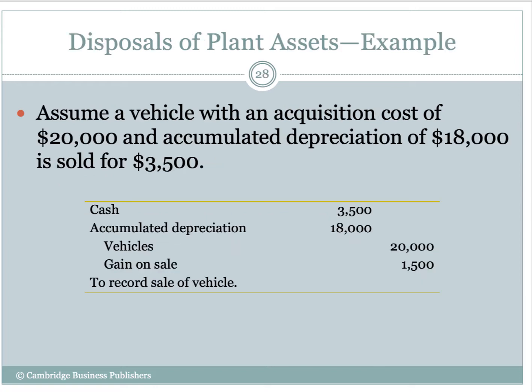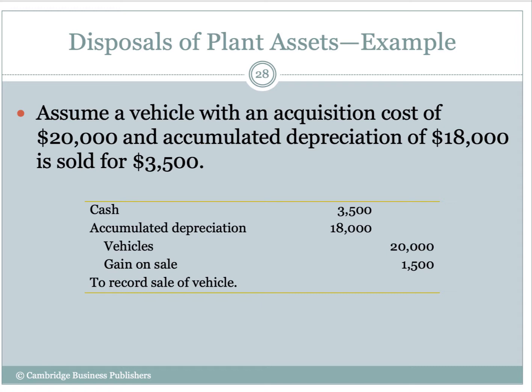So let's assume now that there's a vehicle. We had an original acquisition cost of $20,000. That vehicle has accumulated depreciation of $18,000. So right off the bat, we can look at that and say, okay, our book value for this vehicle is $2,000. $20,000 in acquisition cost minus the accumulated depreciation of $18,000. And let's assume that somebody's willing to buy this vehicle off of us for $3,500.